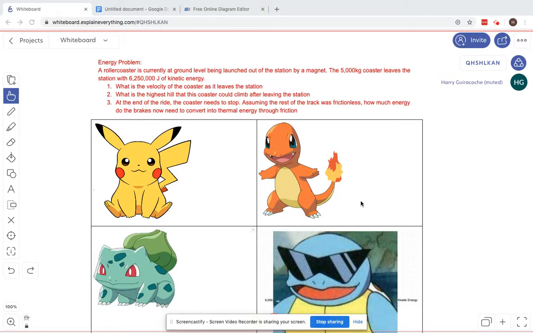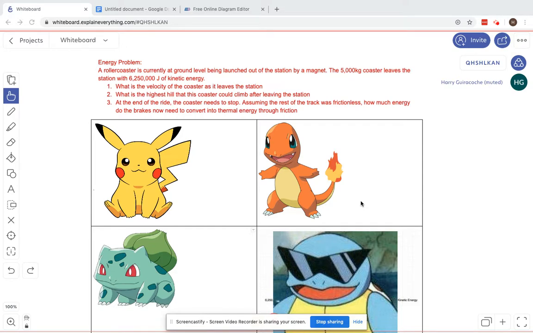Today I'm going to be answering the final video, Exam Day 2, Problem 1, Energy Problem. A roller coaster is currently at ground level being launched out of the station by a magnet. The 5,000 kilogram coaster leaves the station with 6,250,000 joules of kinetic energy. This is a three-part problem, so we'll be answering each part as we go along.